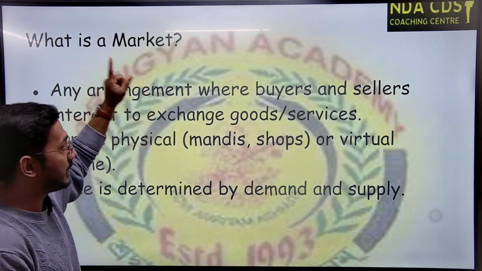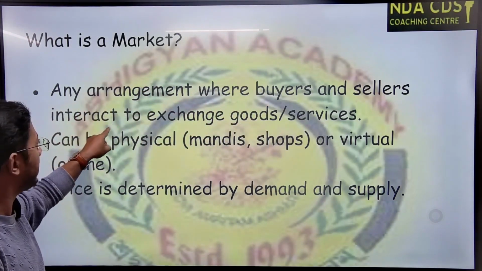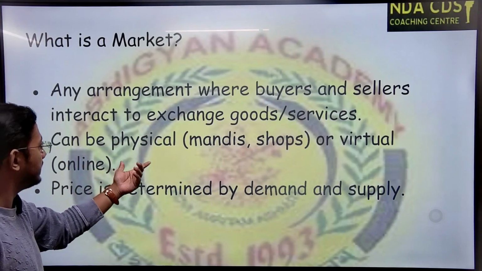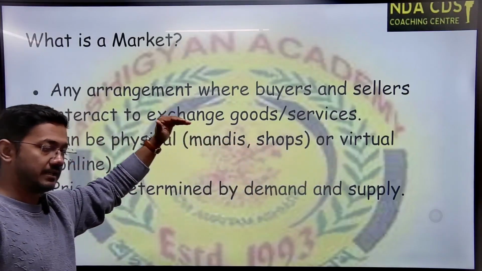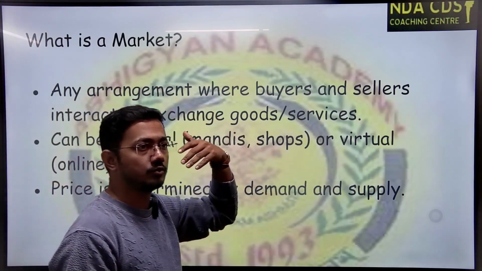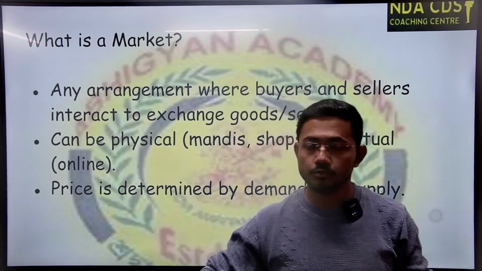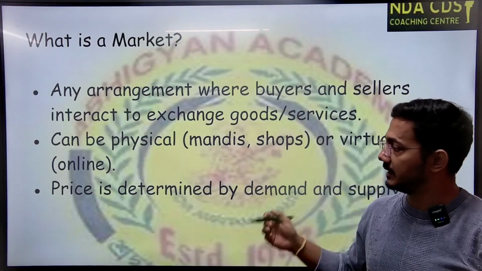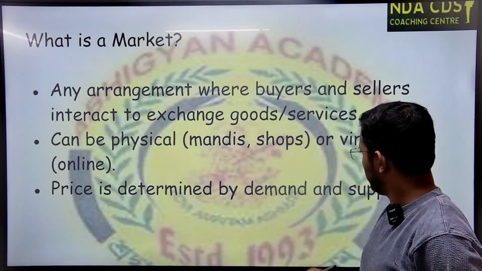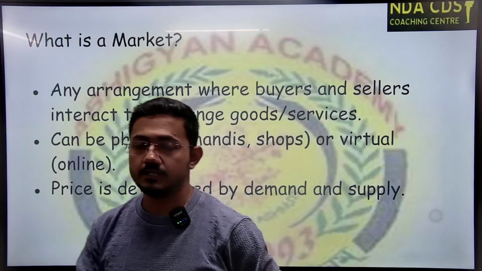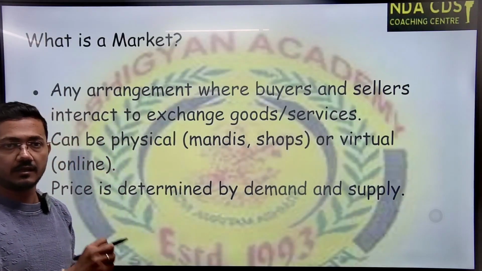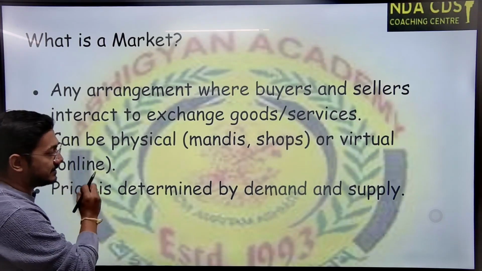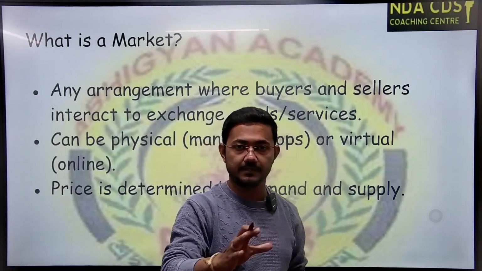So any arrangement or any place where buyers and sellers interact to exchange goods or services is known as a market. It can be physical or virtual. In physical, you go to the shop, you go to the bazaar, you do shopping. That is a physical marketplace. And if you do online transactions, online shopping, then that is a virtual marketplace. In that market, the medium of exchange is the currency. Currency is used to satisfy the price requirement of the transaction, and price is determined by demand and supply.